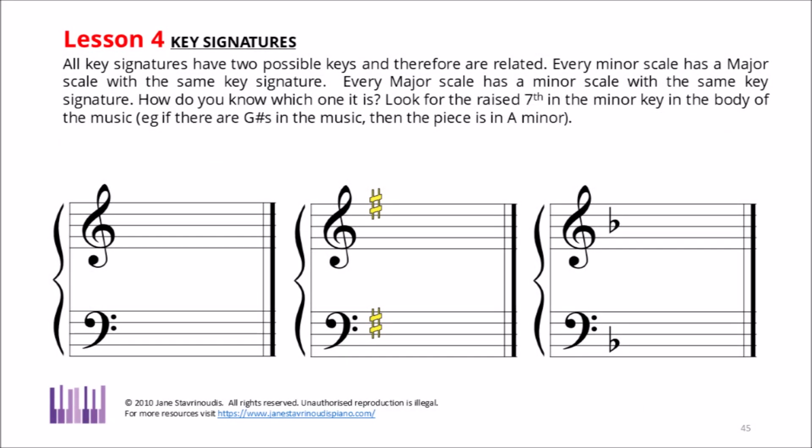All key signatures have 2 possible keys and therefore are related. Every minor scale has a major scale with the same key signature. Every major scale has a minor scale with the same key signature. But how do you know which one it is?